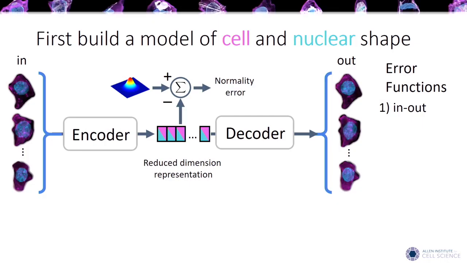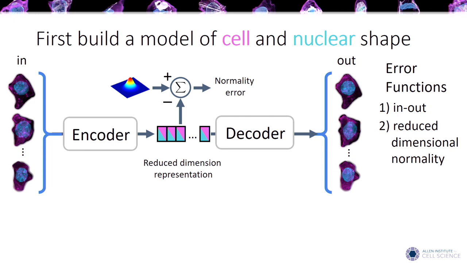We'd like it to be smooth. We'd like it to be continuous. So we take a normal function and add a normality error. If the reduced dimensional representation isn't very smooth, the model gets penalized. So it learns how to make a nice, smooth representation.